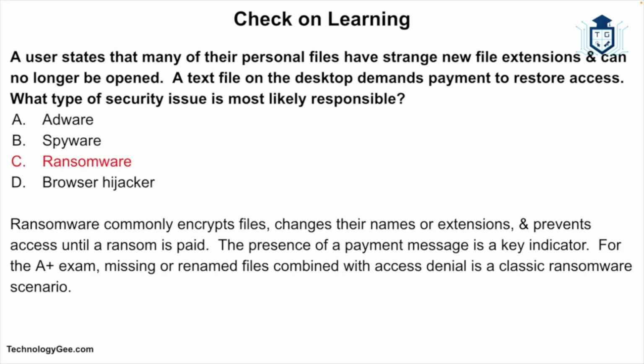The correct answer is ransomware. Ransomware commonly encrypts files, changes their names and extensions, and prevents access until a ransom is paid. The presence of a payment message is a key indicator. For the A+ exam, missing or renamed files combined with access denial is a classic ransomware scenario.